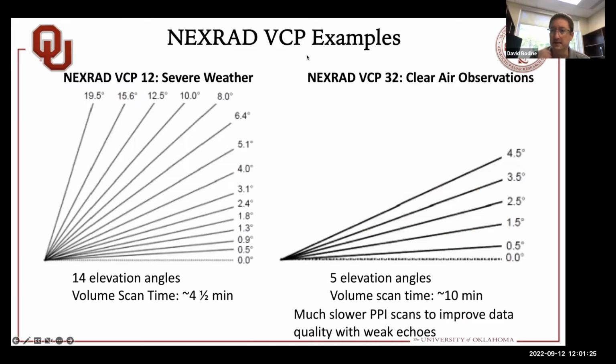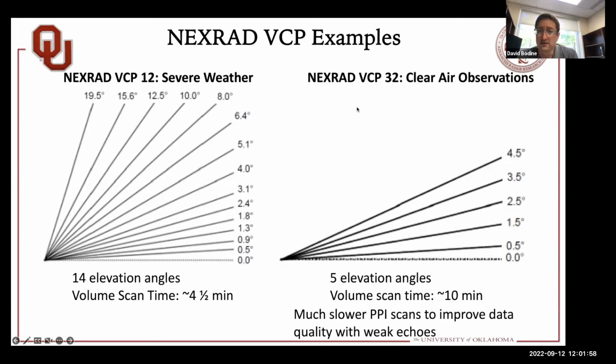So for NEXRAD, there are many different types of volume coverage patterns. I'm showing 2 in particular. The first one is VCP 12, and this is a severe weather VCP that NEXRAD does. You can see it prioritizes observations very close to the ground. The difference in elevation angle is about 0.5 degrees for many of these low-level scans, and then the elevation angles get wider as you go up higher in the storm. It takes about 4.5 minutes to scan these 14 elevation angles.